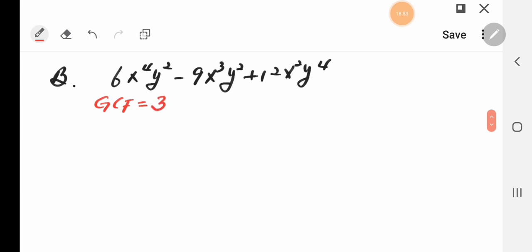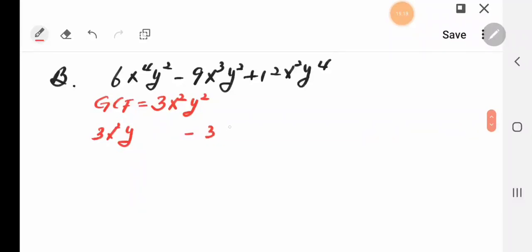How about x? Okay, x exists in all of these 3 terms. And then x squared is the smallest one, so take the x squared. How about y? Okay, y squared, y to the 4th power. So y squared is the smallest one, the smallest common factor. So we take it. So the greatest common factor is 3x squared y.